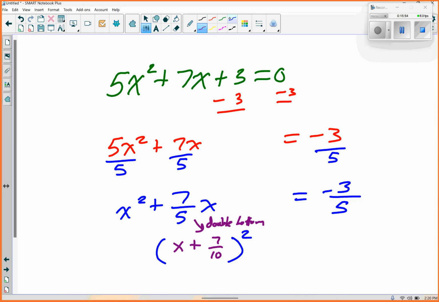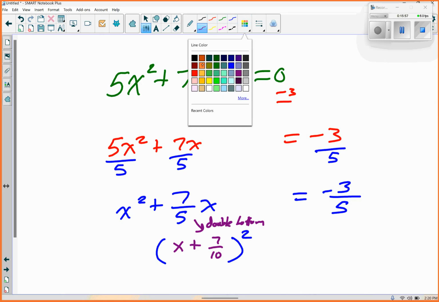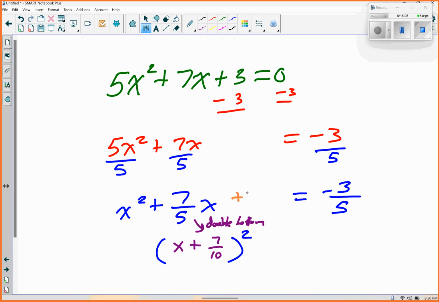Okay? Now I need to fill the space. So, this is squared, right? This means squared. The little 2 up. So whatever I took half of, I'm going to square it. Okay? What's 7 times 7? 49. What's 10 times 10? 100. So 49 over 100 gets plugged in right here. And if I add 49 over 100 there, I have to add 49 over 100 here.